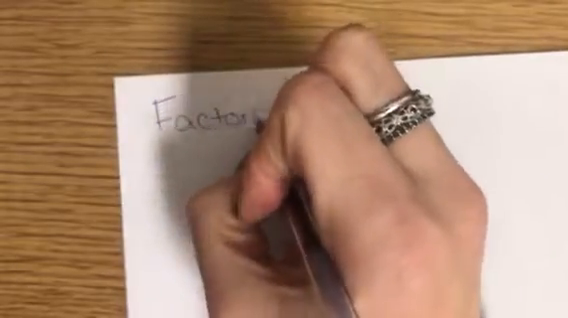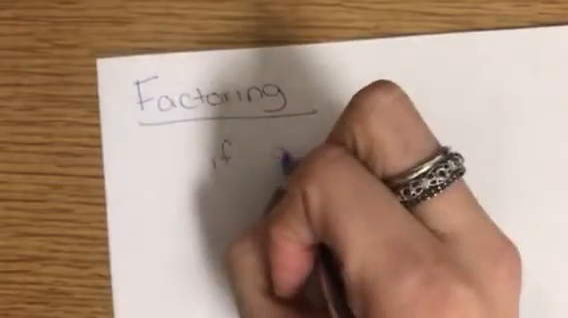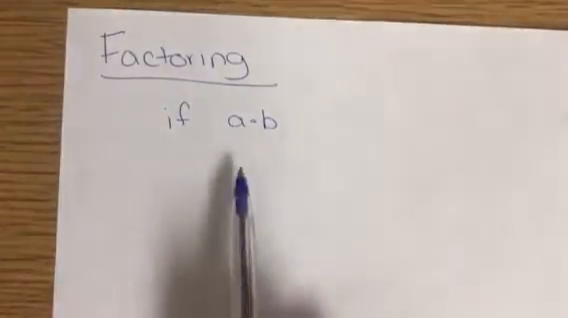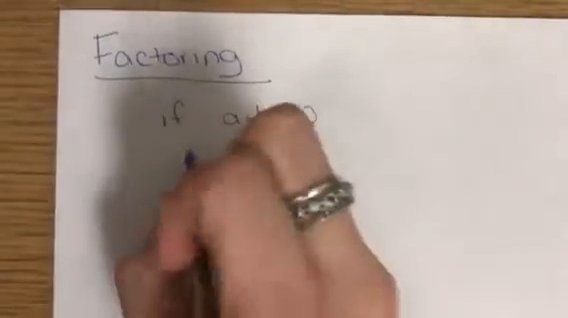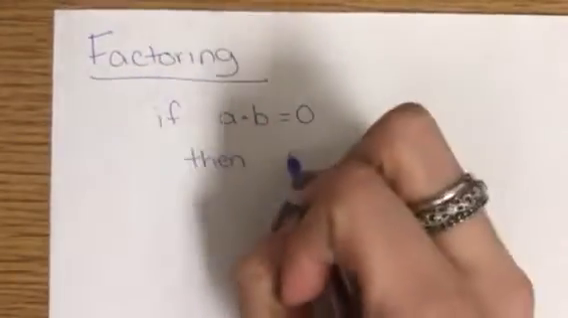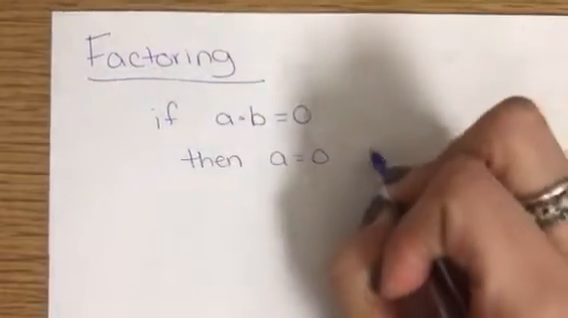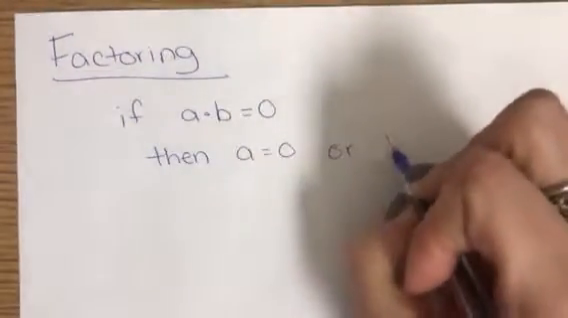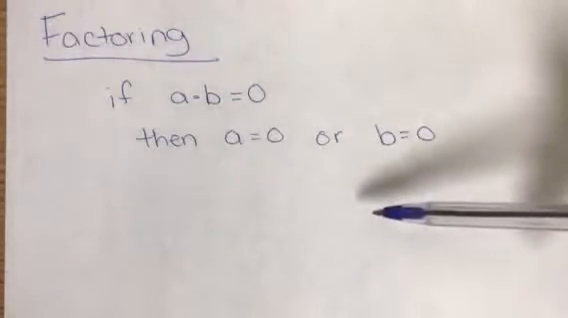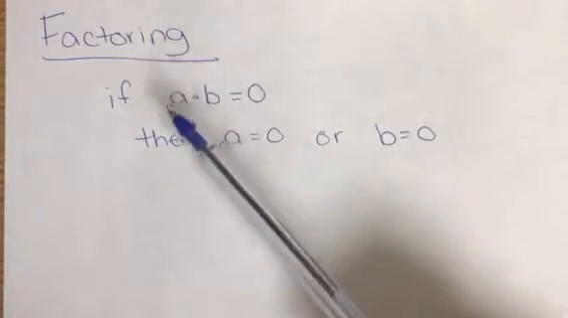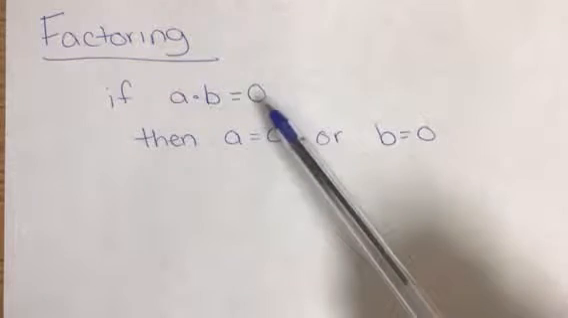If we want to solve a quadratic by factoring, it's all based on the idea that if we have two things being multiplied together, A times B, and they have a solution of 0, then either A is going to have to equal 0 or B is going to have to equal 0. And this is just based on the fact that 0 times a number equals 0.